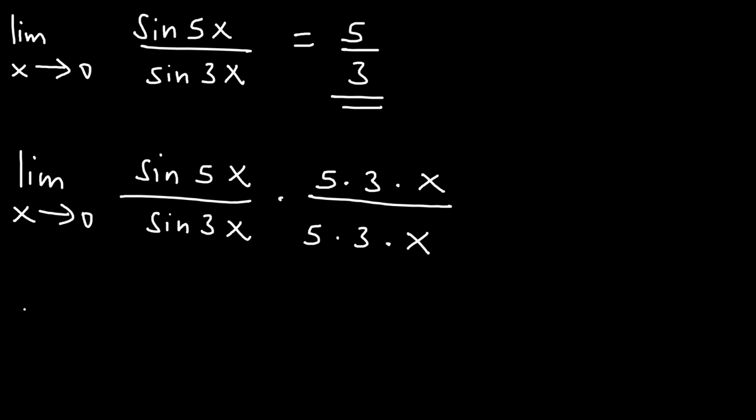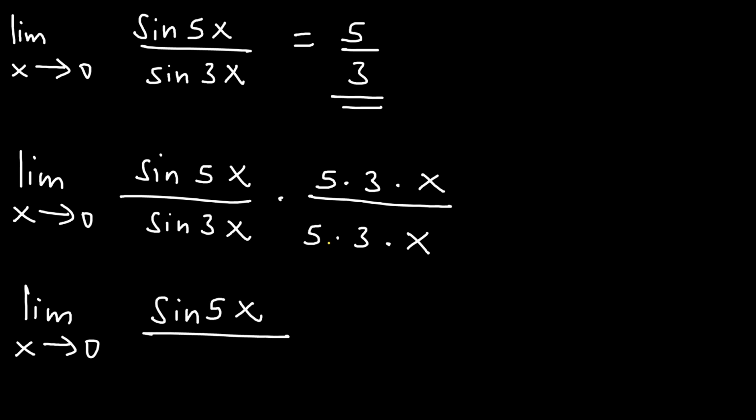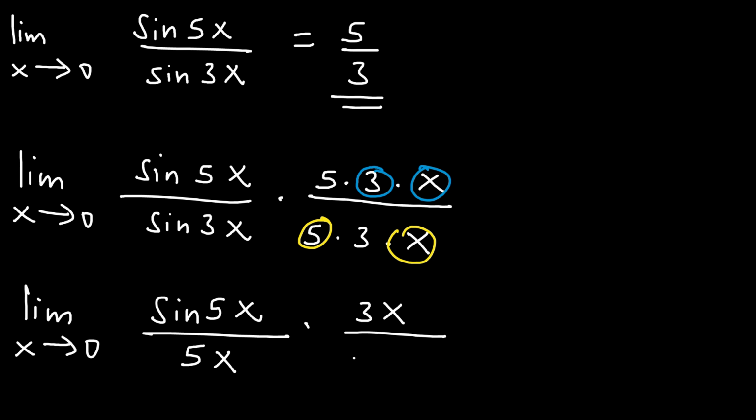And this can also be written as the limit as x approaches 0 of sine 5x divided by... Now what we shall do, we shall bring 5 and x together. So this would be 5x, and then times, and also we shall bring these 3 and x together. So this will be 3x divided by, now we shall write sine 3x. And now we are left with 5 and 3. So this will be multiplied by 5 divided by 3.